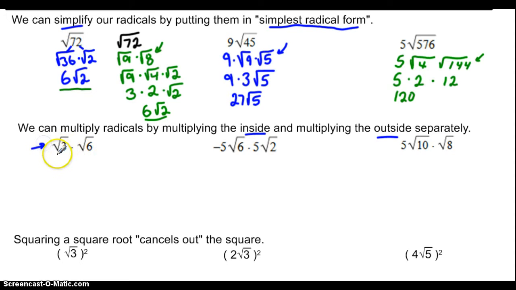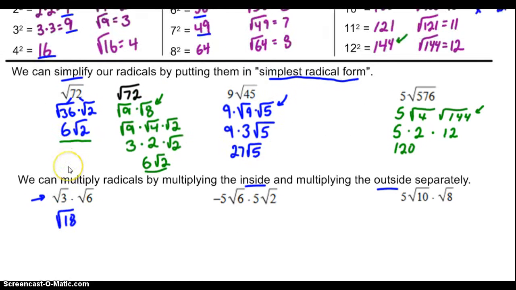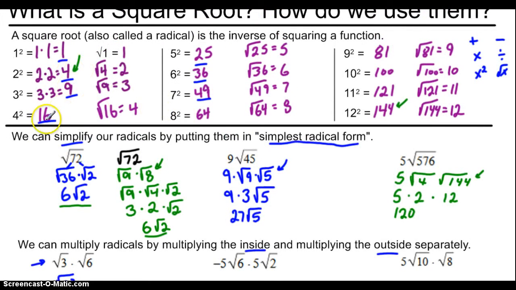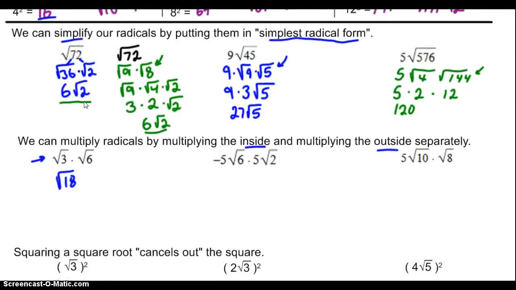So for example, in this first one, we've got the square root of 3 and the square root of 6. Since 3 and 6 are both under the radical, I'm going to multiply those together to get 18, the square root of 18, and then try and simplify that. Do any of my perfect squares, right from above, divide 18? And in fact, they do.